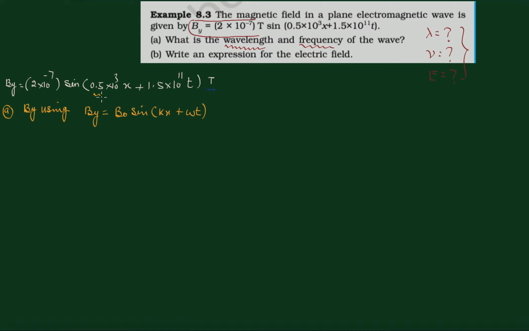So k is the propagation constant. This is our wave vector k, that is equal to 2 pi by lambda. It is equal to 0.5 cross 10 to the power 3. So from here you can calculate lambda. So it implies that lambda is equal to 2 pi upon 0.5 cross 10 to the power 3.